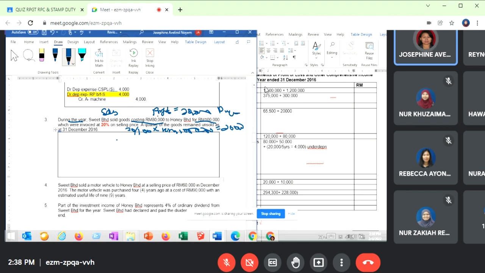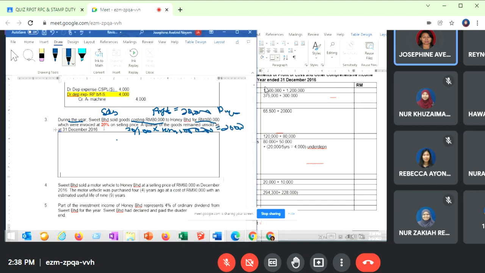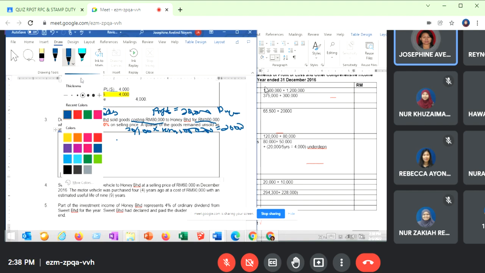This transaction is going to affect the trading account. Now, so you go to your trading account. This is the one that you have already prepared. So you know that the turnover you are going to minus. All right, you're going to minus, not plus. Bukannya plus. Okay. So whatever sales that is inside the bubble, remember, if it is in the bubble.